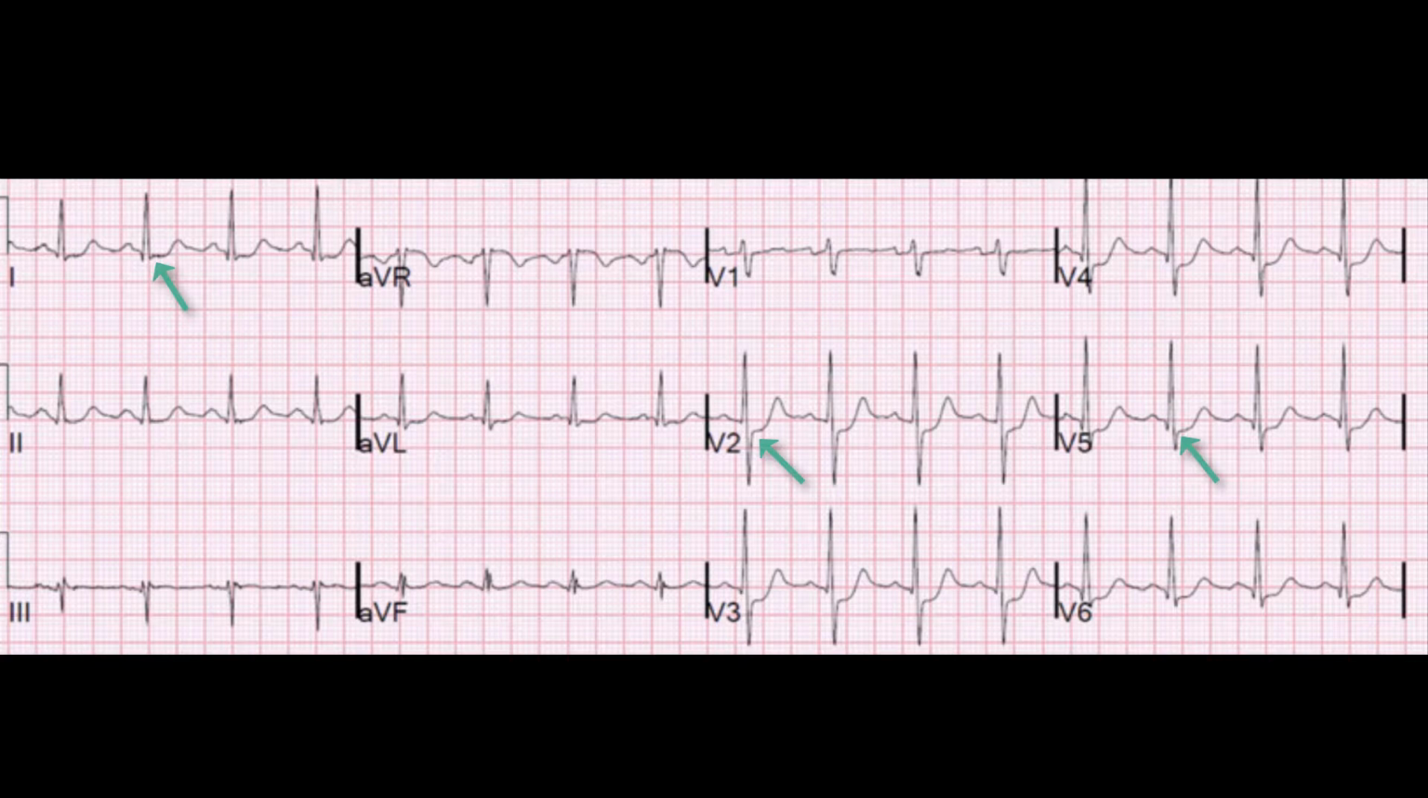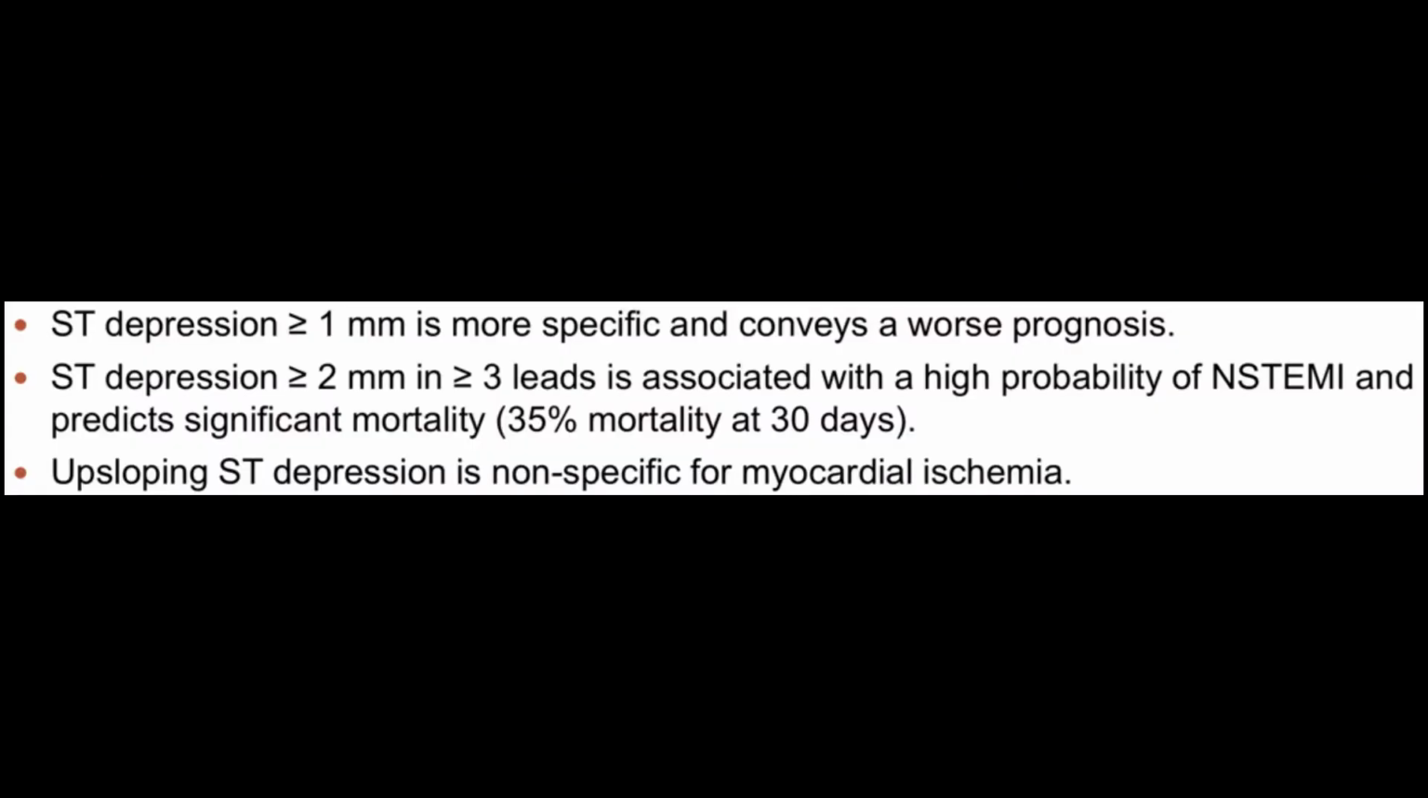So you could have horizontal or downsloping ST depression that meets the criteria, deep enough, 0.5 millimeters at the J point, in 2 contiguous leads, and you can correlate this clinically with their presentation and say that this is likely some ischemia that they're experiencing, even though you may not have ST elevation immediately demonstrating on the EKG.